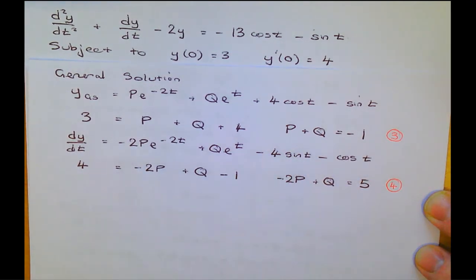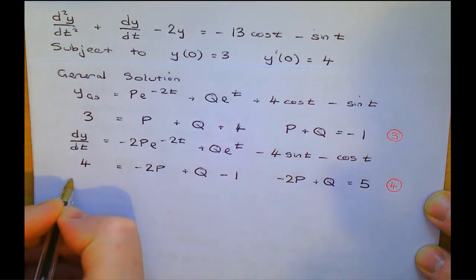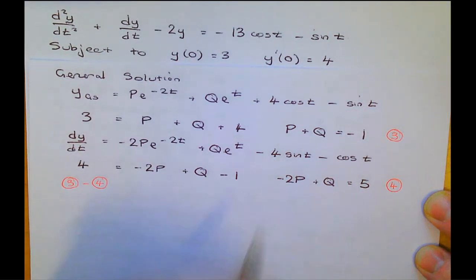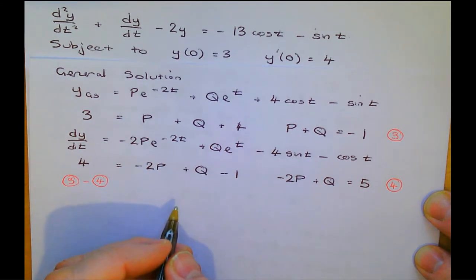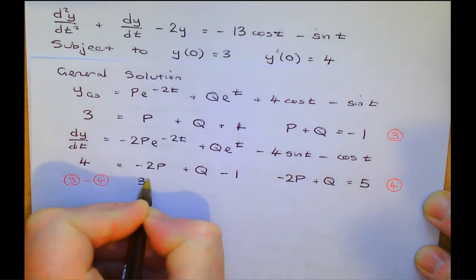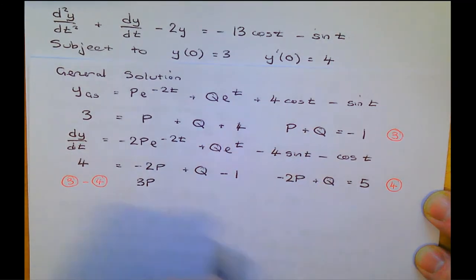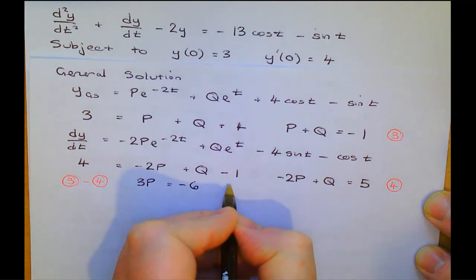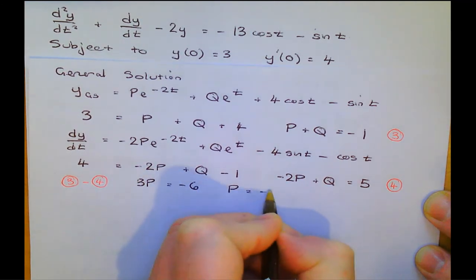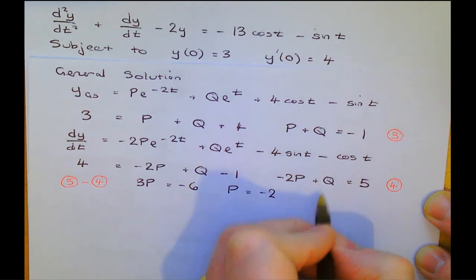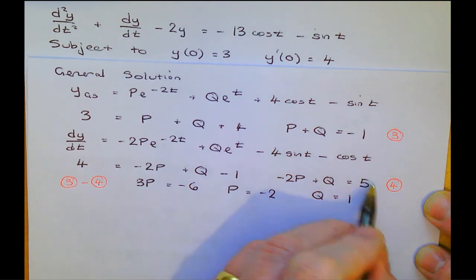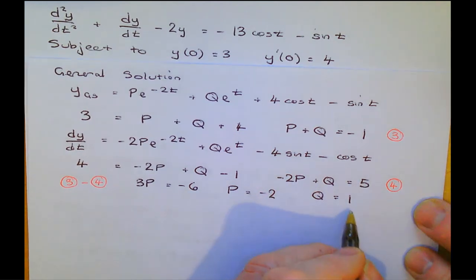Well, if we subtract equation 3 minus equation 4, p minus minus 2p, that gives us 3p. The q's obviously cancel. Minus 1 minus 5, that is minus 6. So p, it turns out, is minus 2. p plus q is minus 1. So we get that q is equal to 1. And indeed we see the second equation is satisfied.